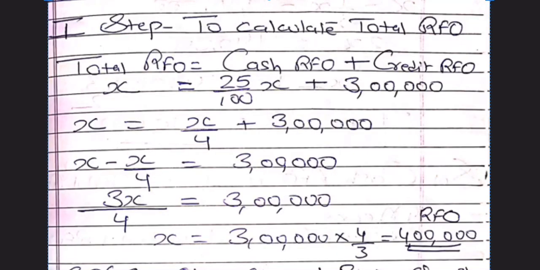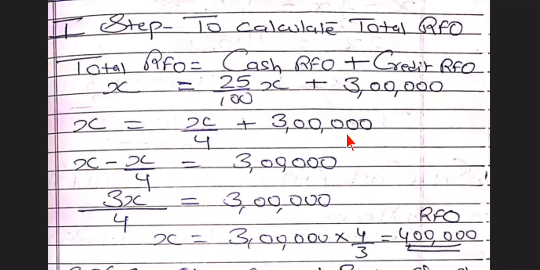See here. In the first step, we have to calculate total RFO. Total RFO is equal to cash RFO plus credit RFO. Of that, credit RFO is given in the question as 3 lakh, and cash RFO is 25% of total RFO. Now total RFO is assumed to be X because it is not given, and 25% of total RFO X is 25 upon 100 into X.